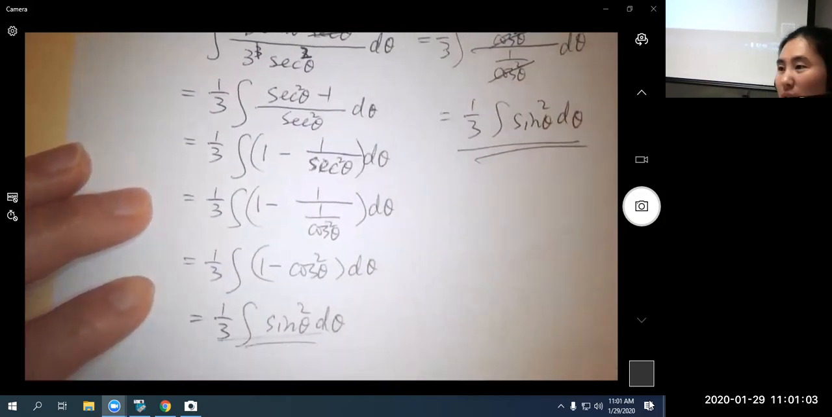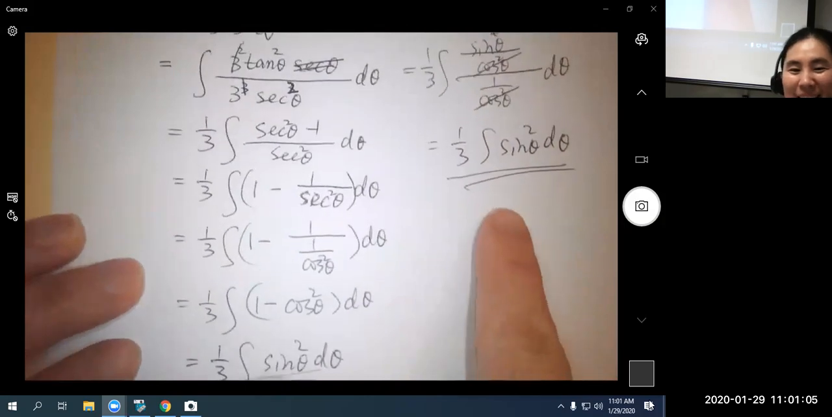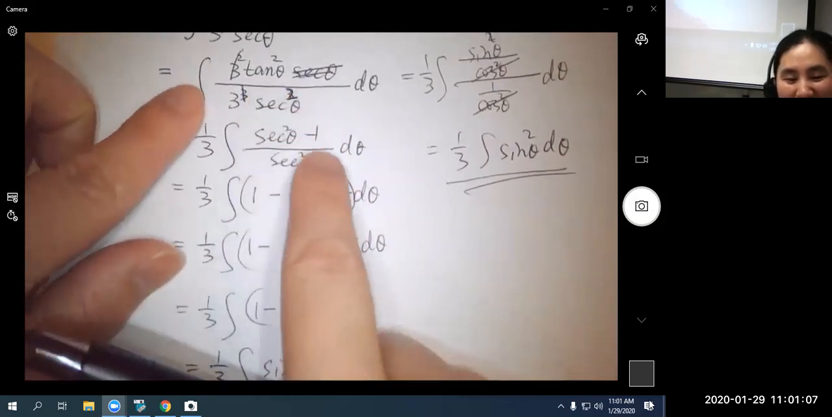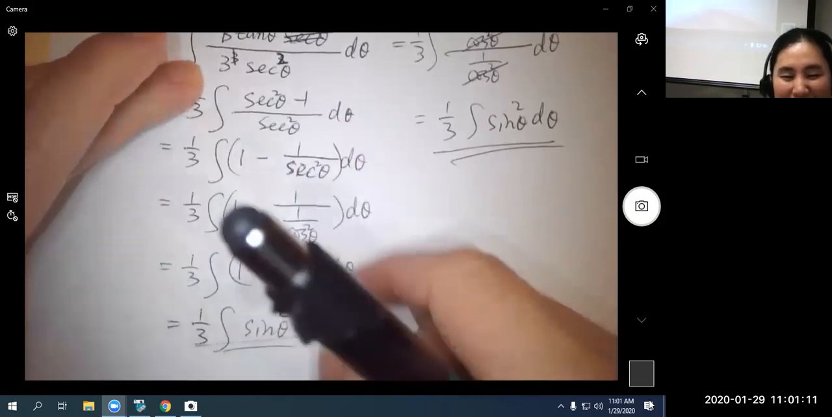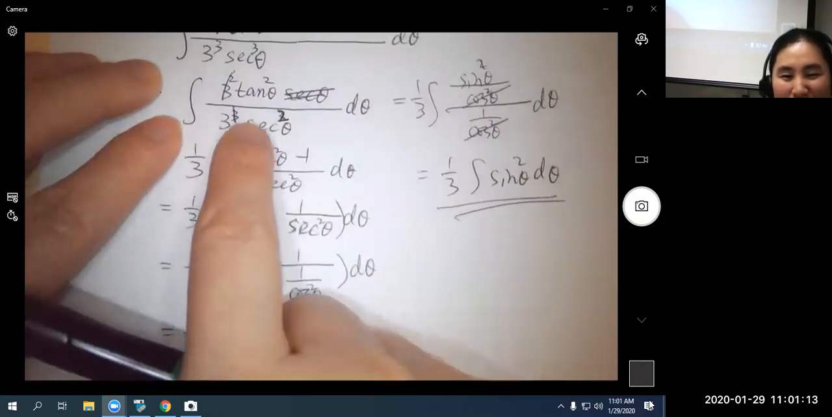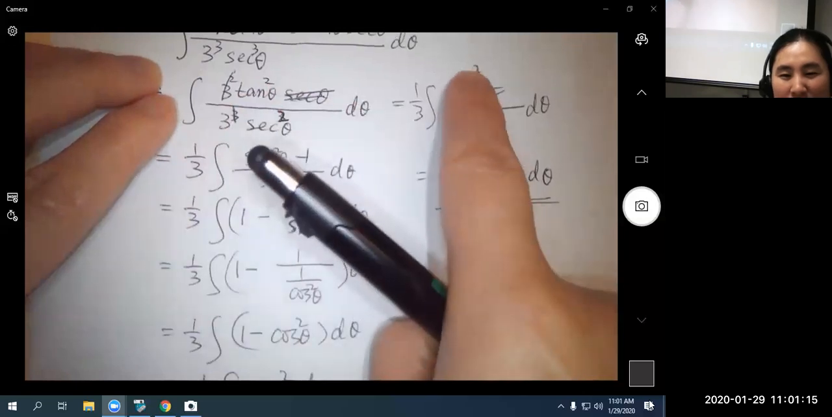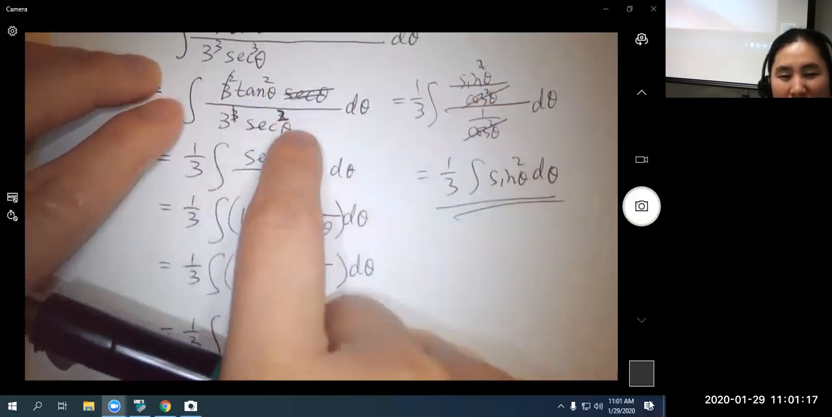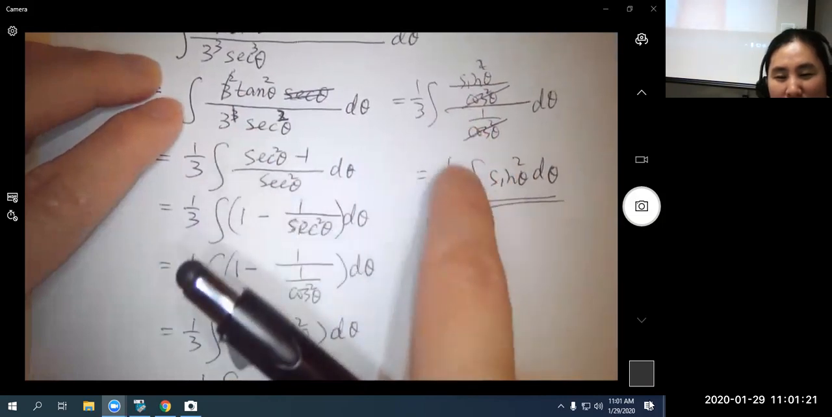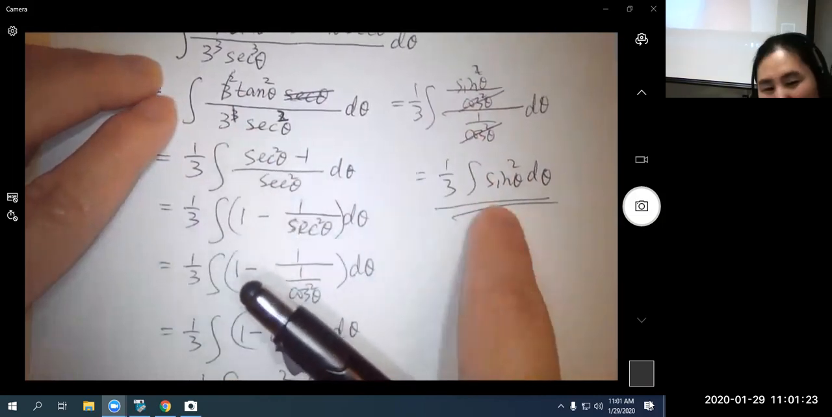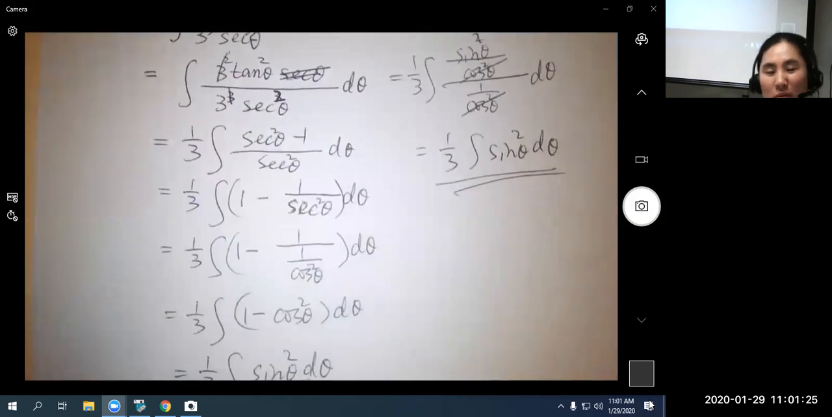I did the same, right? Yeah. So either you do it this way, but this is not the best way. The best way is to write tangent in terms of sin over cosine, and secant as 1 over cosine. So the cosine theta squared cancels out, and that gives us the sin theta squared directly. But sometimes, if we don't try, we don't know which one is the best.